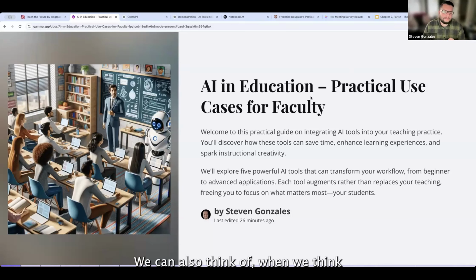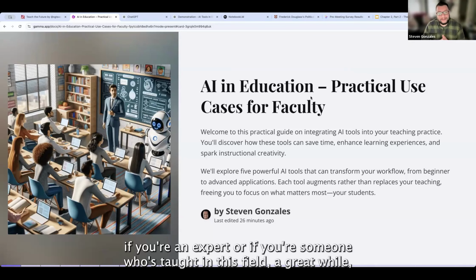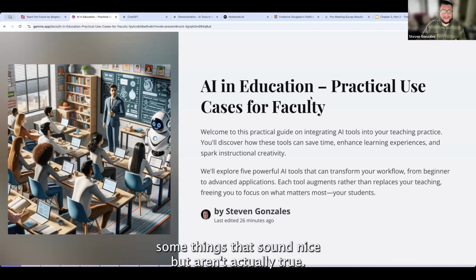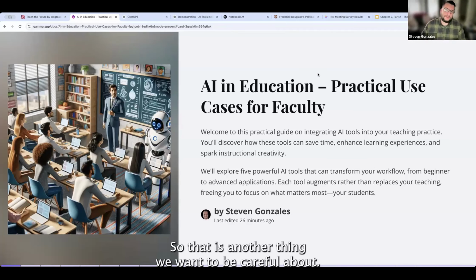We can also think of when we think of schooling and education itself, keep in mind AI sounds good enough to the novice, but if you're an expert or if you're someone who's taught in this field a great while, you might notice that AI is delivering some things that sound nice, but aren't actually true. So that is another thing we want to be careful about.